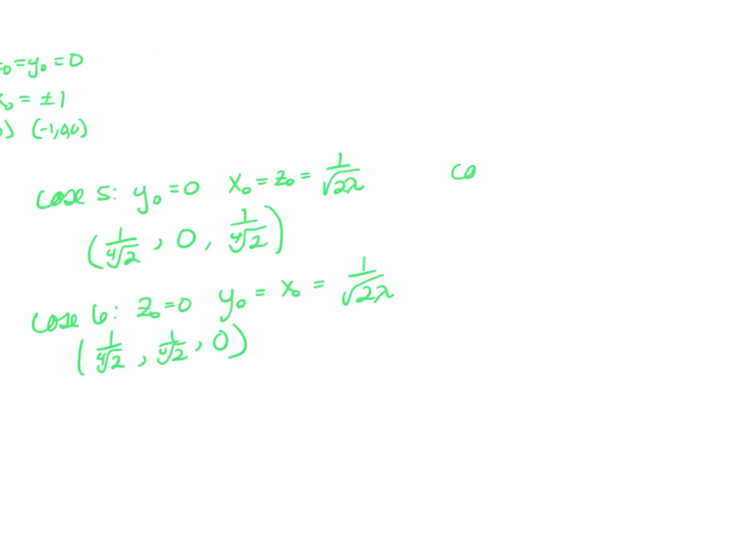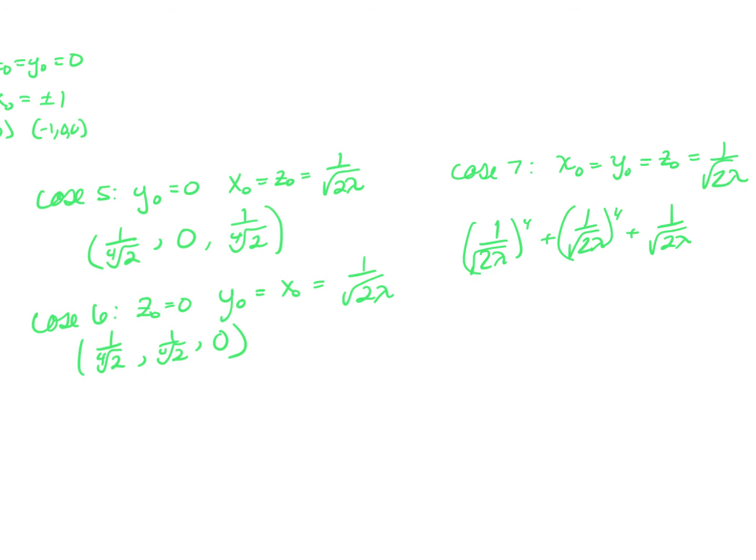So in case number 7, x naught, which is equal to y naught, which is equal to z naught, which is equal to 1 over the square root of 2 lambda. Putting this into the fourth equation, we're going to have 1 over the square root of 2 lambda raised to the 4th power, plus 1 over the square root of 2 lambda raised to the 4th power, plus 1 over the square root of 2 lambda raised to the 4th power, which is equal to 1.